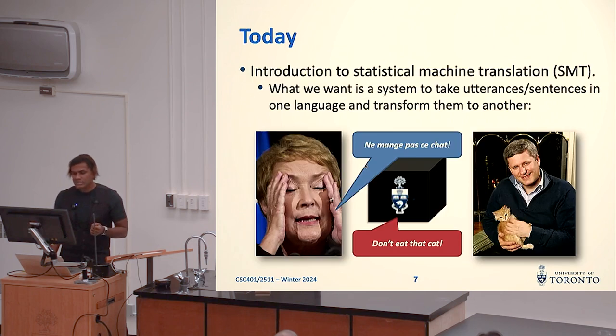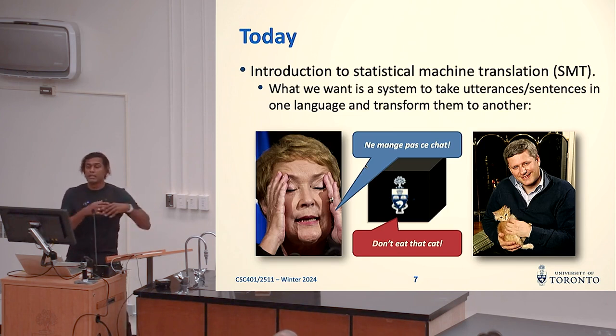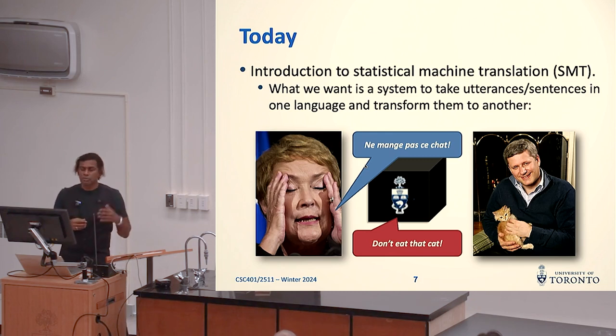Now let's define the problem we're going to be talking about. The problem of machine translation is that you're given a source language and you're trying to translate it into some target language. For our lecture, our source language will be Canadian French, and the target language will be English.